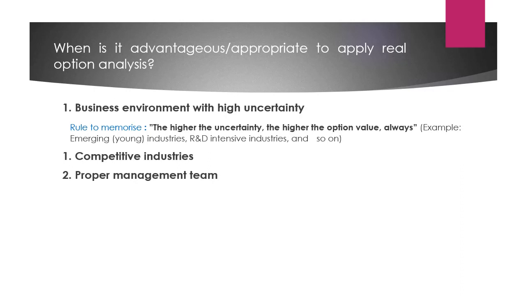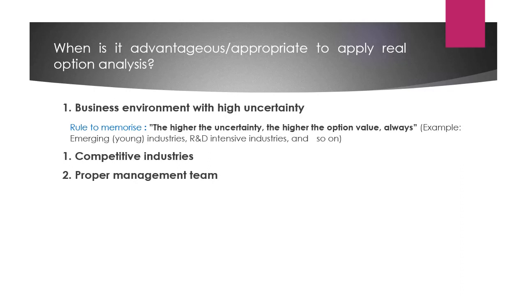That is, you get to exercise your rights of action in upside scenarios while you get to do nothing in downside scenarios. With higher uncertainty, the potential gain from exercising your rights is simply higher, with no suffering from potential loss from downside scenarios, as you're not obliged to do anything there. So one rule to memorize can be that the higher the uncertainty, the higher the option value always.